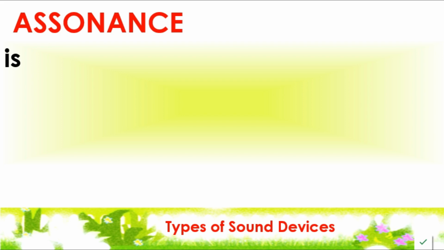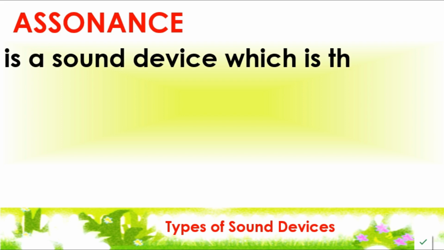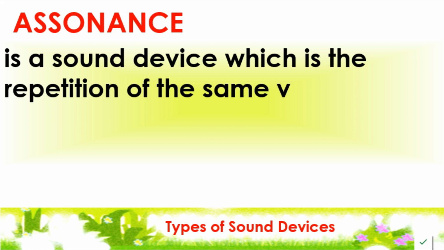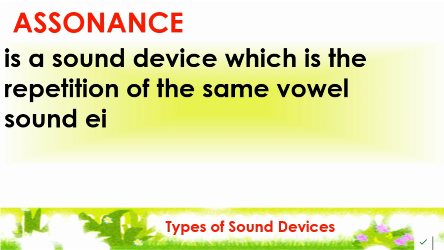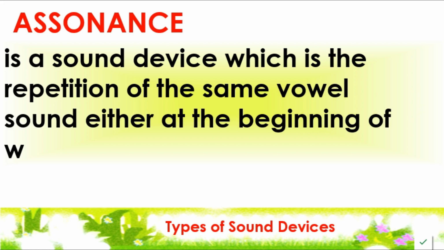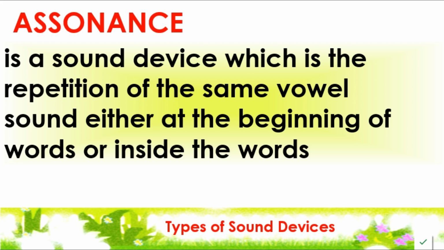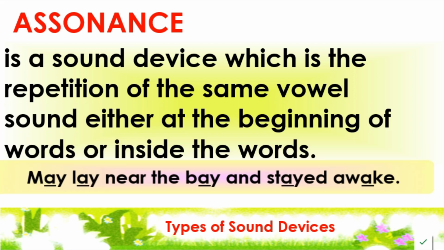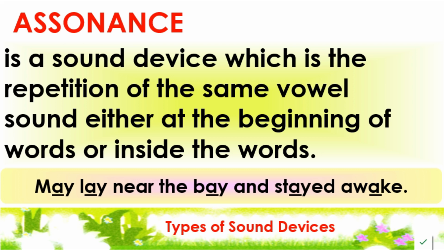Next is assonance. Assonance is a sound device which is the repetition of the same vowel sound either at the beginning of words or inside the words. Example, May lay near the bay and stayed awake.